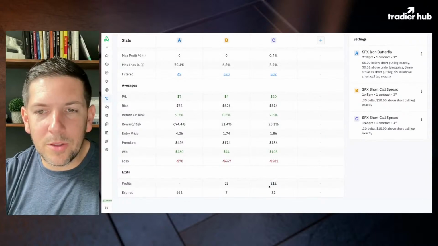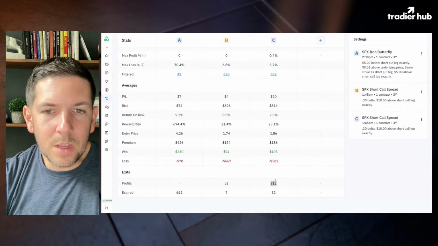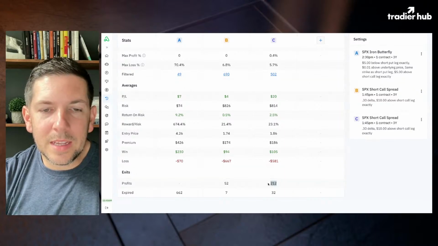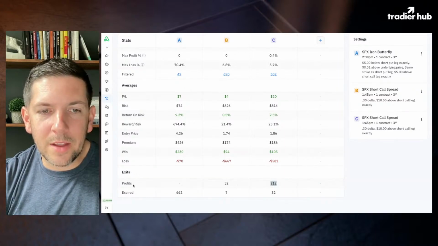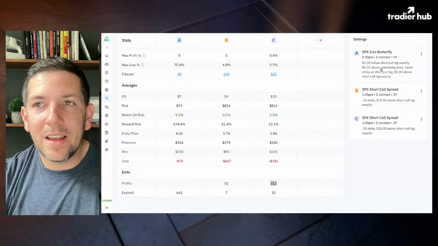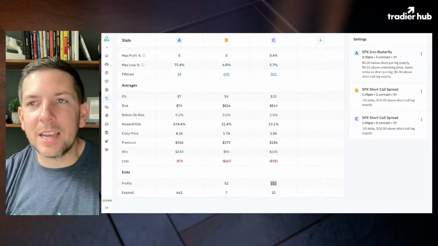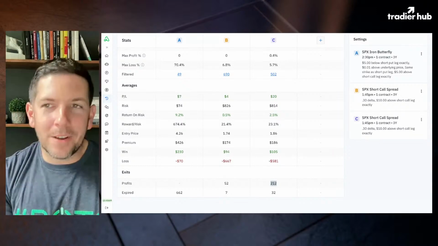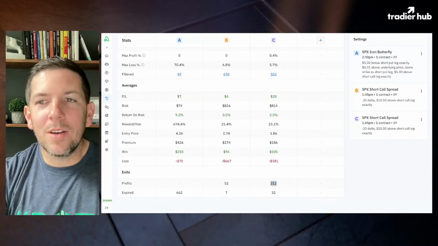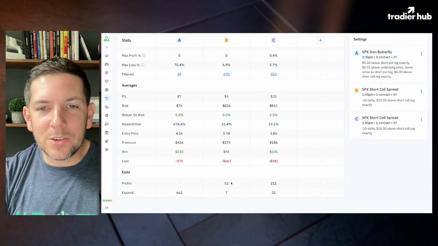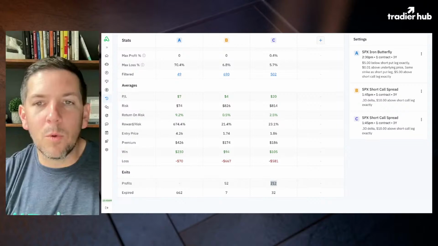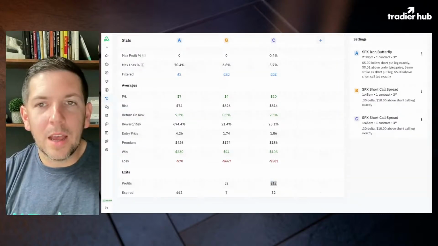Now the exits here are pretty fascinating down below. You can see here for this one, this one shows which ones were taken for profits, which ones expired. Remember this first strategy A, our iron butterfly, we just let go to expiration. So we didn't have a profit taking, just kind of set it and forget it to a certain degree, set it and let it go. And then you had strategy B, which we introduced profit taking. A lot of profits were taken. Strategy number C here, you can see even more of the position was taken with profit.